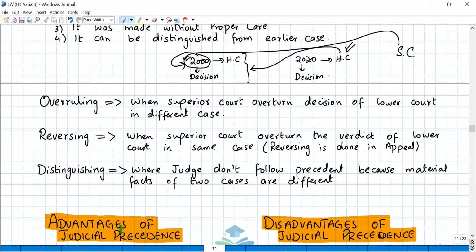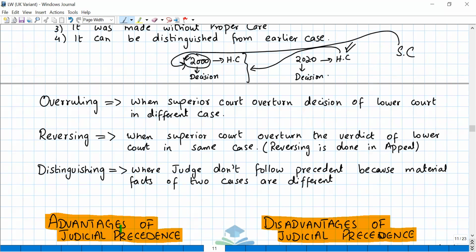For example, in the year 2000, a High Court judge gave a decision. Now in 2020, there was another case, and the facts of the case were similar to the ones in 2000. The High Court judge in 2020 took help from the decision of the 2000 High Court judge, but that decision was reversed. That decision was overturned by the Supreme Court in 2020. The Supreme Court has overturned the decision of the lower court judge. So that is overruling in a different case.